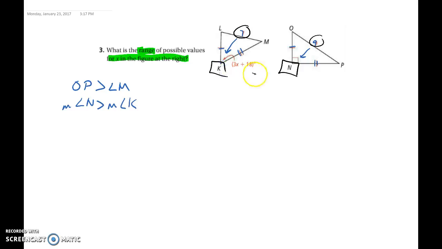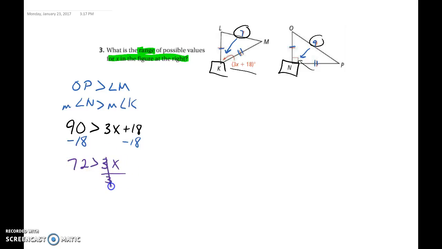Now we'll just substitute what we have. Angle K is equal to 3x plus 18, and angle N is equal to 90 degrees. So 90 degrees has to be greater than 3x plus 18. Then we'll solve for x. We subtract 18 and get that 72 is greater than 3x. Divide each side by 3, and we get that x has to be less than 24. If x is 24 or more, it won't hold true because angle K would be equal to or greater than angle N, which we know cannot be true.